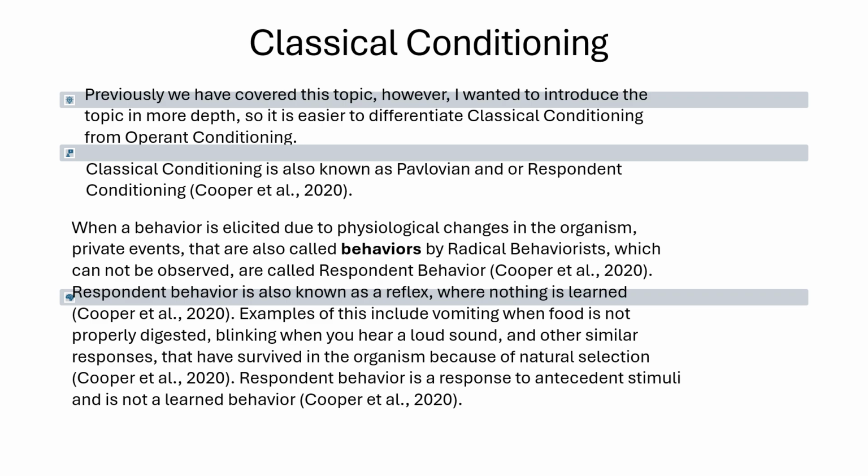When a behavior is elicited due to physiological changes in the organism, private events that are also called behaviors by radical behaviorists, which cannot be observed, are called respondent behavior. Respondent behavior is also known as a reflex, where nothing is learned. Examples of this include vomiting when food is not properly digested, blinking when you hear a loud sound, and other similar responses that have survived in the organism because of natural selection. Respondent behavior is a response to antecedent stimuli and is not a learned behavior.